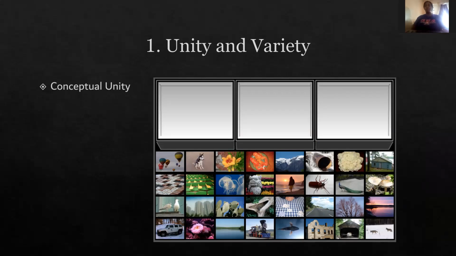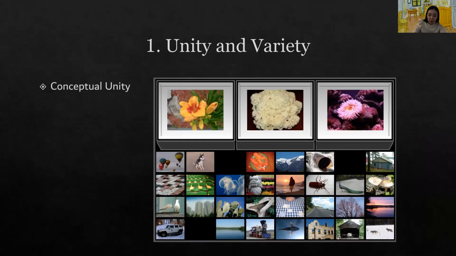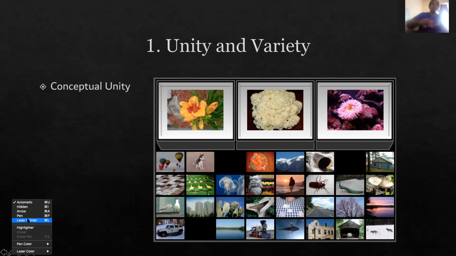So I picked three images: flower full bloom, cauliflower full bloom, and sea anemones full bloom. So it seems like there's no connection between these three images. However, these are conceptually united.